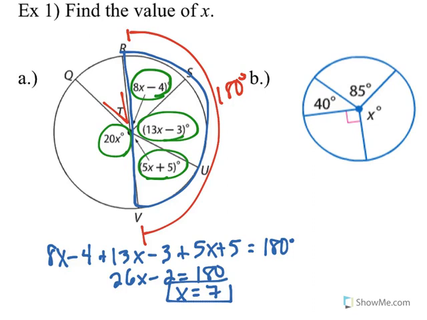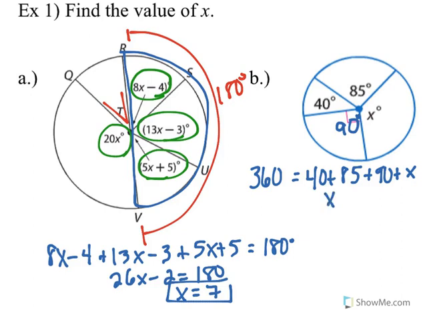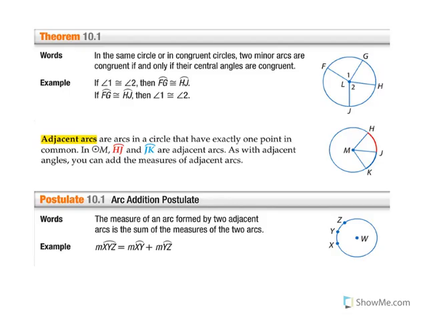Now what about the circle on the right? Well, here we're trying to solve for x. We know all of the other angles. We know this angle is 90 degrees, 40, 85. So what am I going to do? I'm going to add all of these angles up, 40 plus 85 plus 90 plus x, and I'm going to set them equal to 360. And if I solve that, I will get that x is equal to 145 degrees. So basic angles add up to 360.